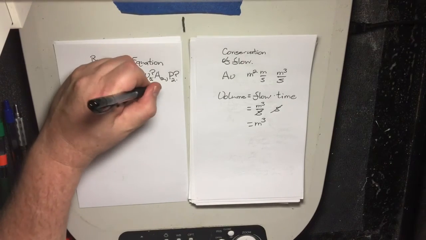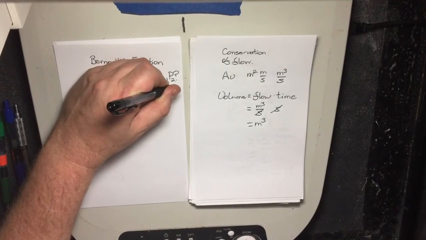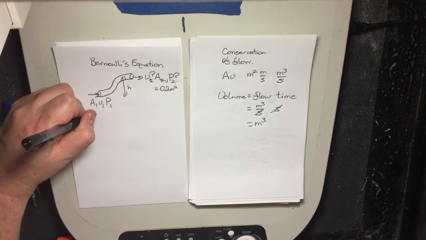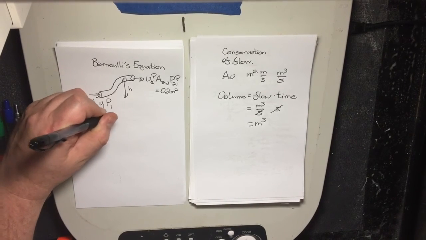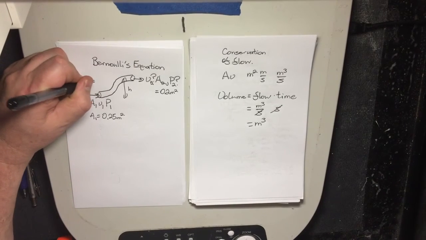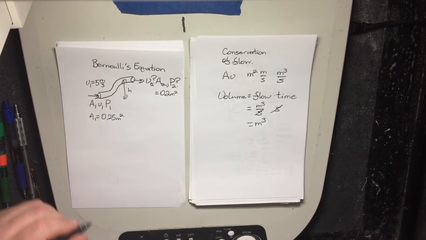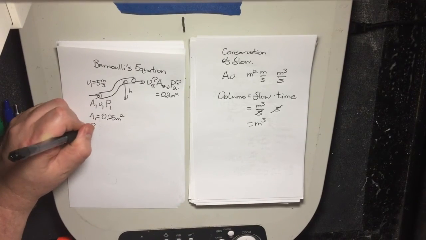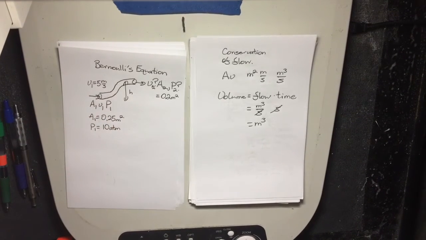So let's say that area 2 was 0.2 square meters and that area 1 was 0.25 square meters. The velocity at the bottom was 5 meters per second. What else do I need? I need pressure 1 is equal to 10 atmospheres of pressure, just pick 10.